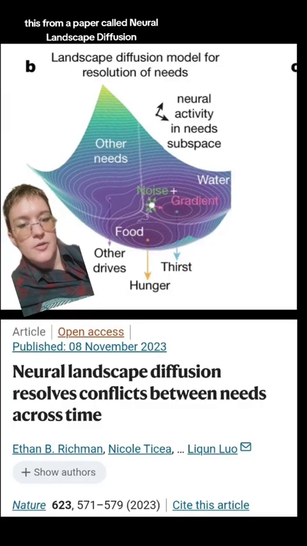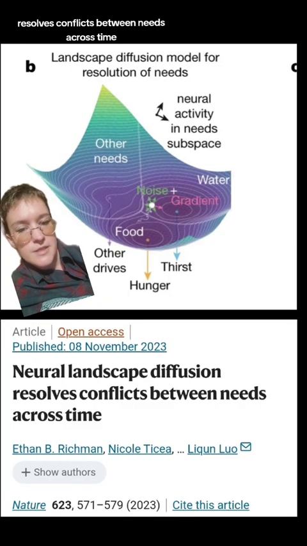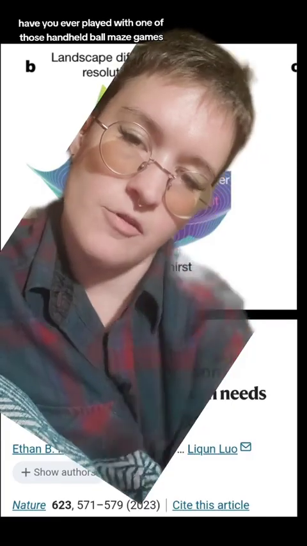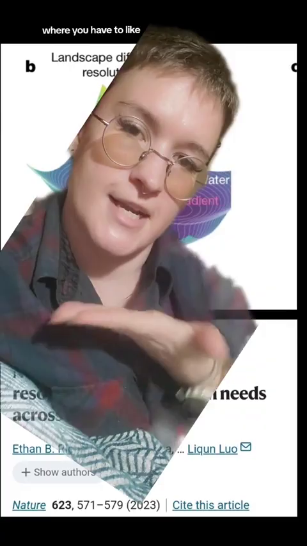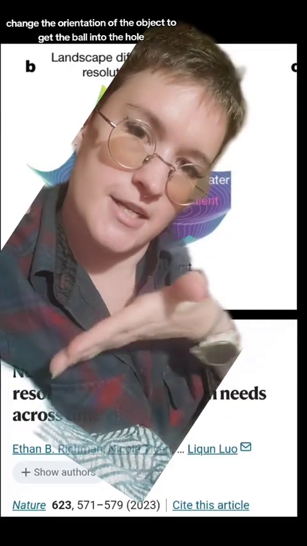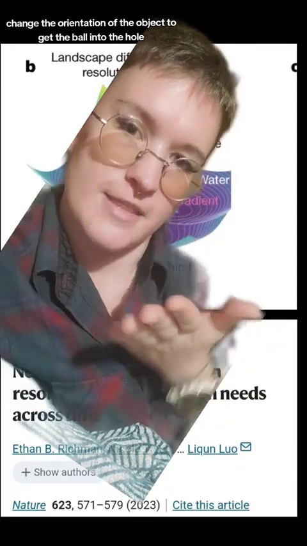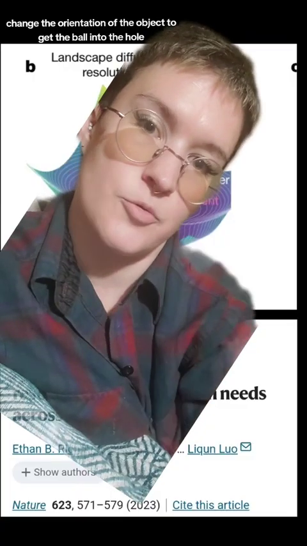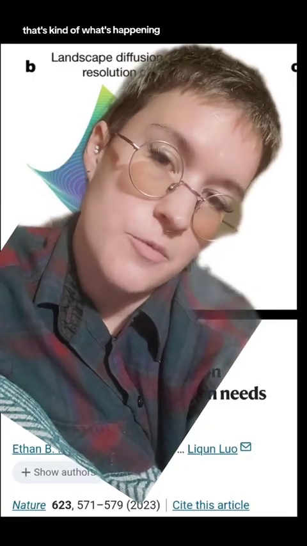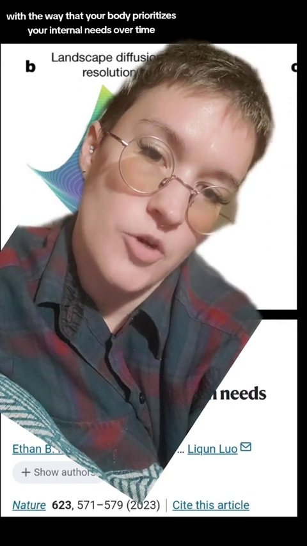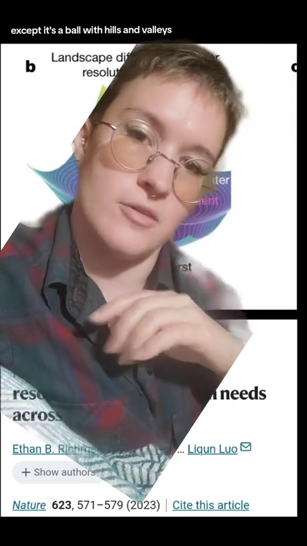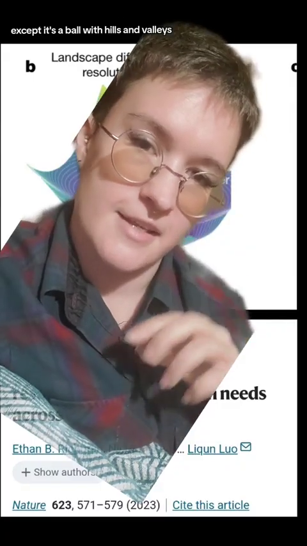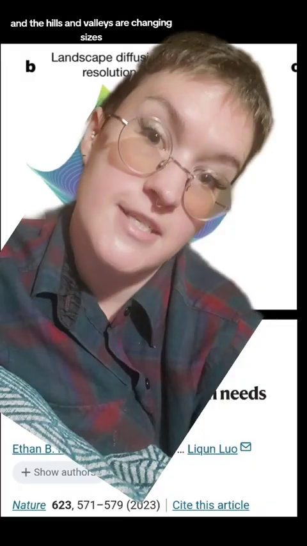This is from a paper called Neural Landscape Diffusion Resolves Conflicts Between Needs Across Time. Have you ever played with one of those handheld ball maze games where you have to change the orientation of the object to get the ball into the hole through the maze? That's kind of what's happening with the way that your body prioritizes your internal needs over time, except it's a ball with hills and valleys, and the hills and valleys are changing sizes.